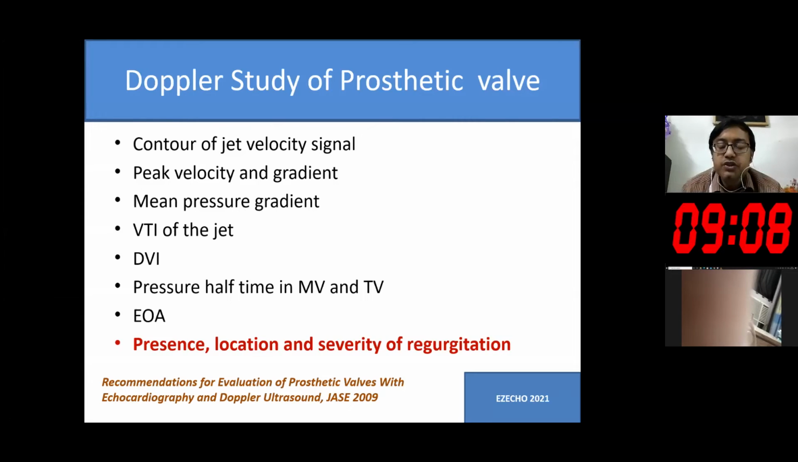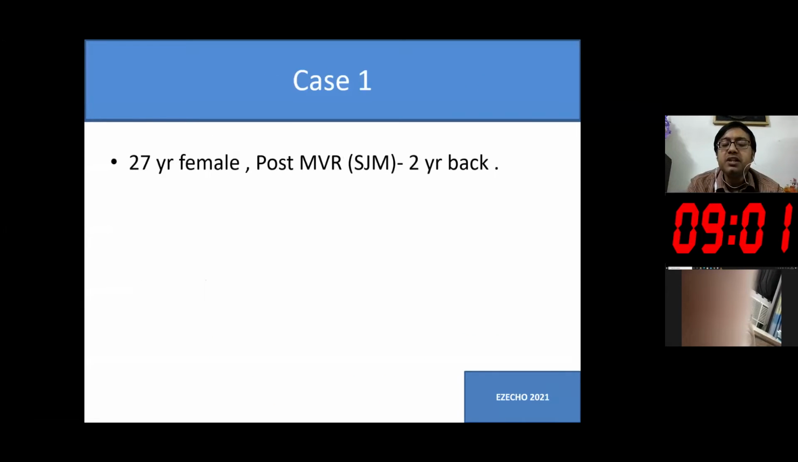So these are the basic parameters that all echocardiographers should be well acquainted with, and they should be mentioned in the detailed echo report, particularly in the first report after prosthetic valve implantation.